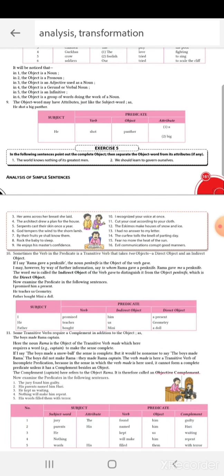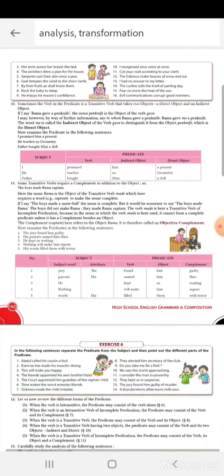Then we go towards exercise number 5, and it says that in the following sentences, point out the complete object, then separate the object word from its attributes. Just like there is a complete subject, in the same way there is a complete object. If the object consists of only a single word, it is a simple object. If it consists of more than one word, obviously it is a complete object. As you did with the complete subject, you can do with the complete object. You can do this exercise very easily.